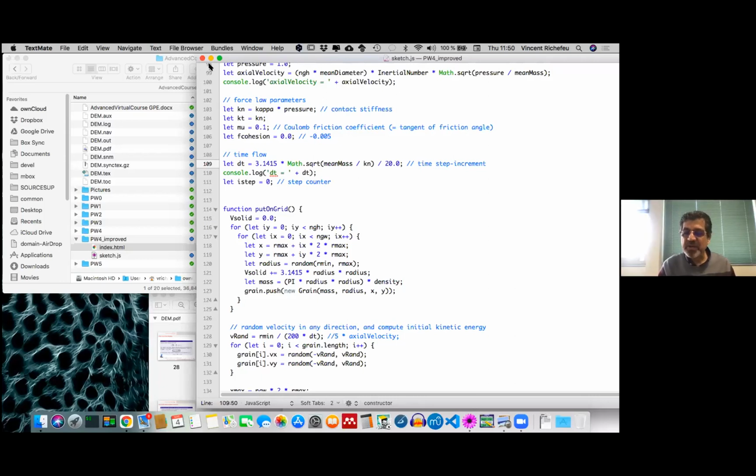A question by Luisa Orozco. Hello, thanks, Vincent. I have some questions for you and Farhang. How can we consider the rolling resistance? Are there different approaches depending on particle shape or other particle properties? How does one choose the value of mu r, the coefficient of rolling friction?